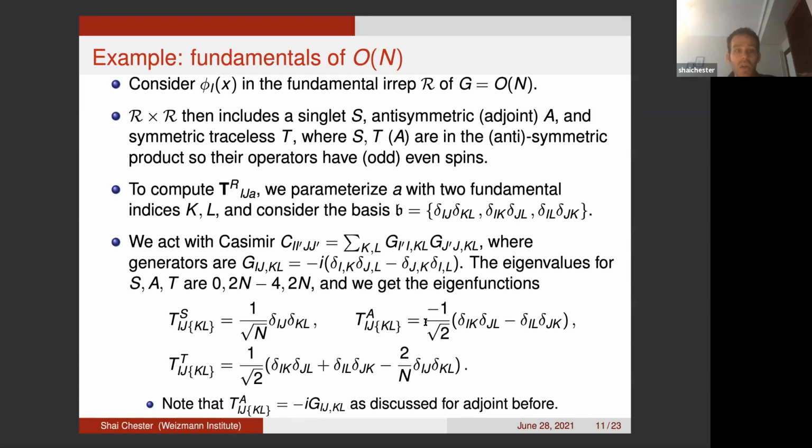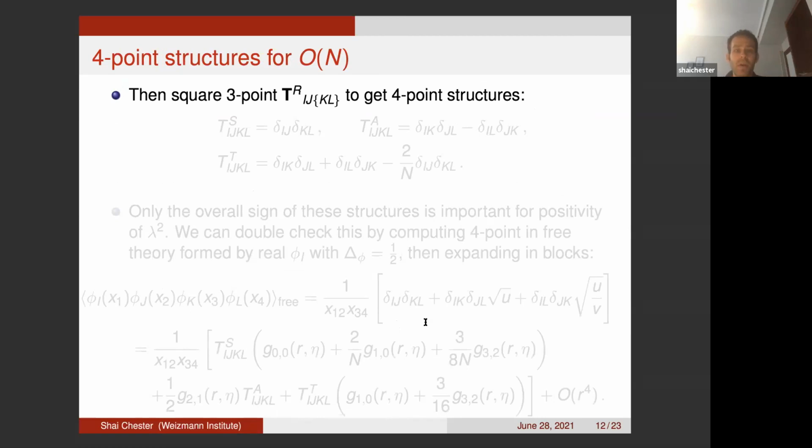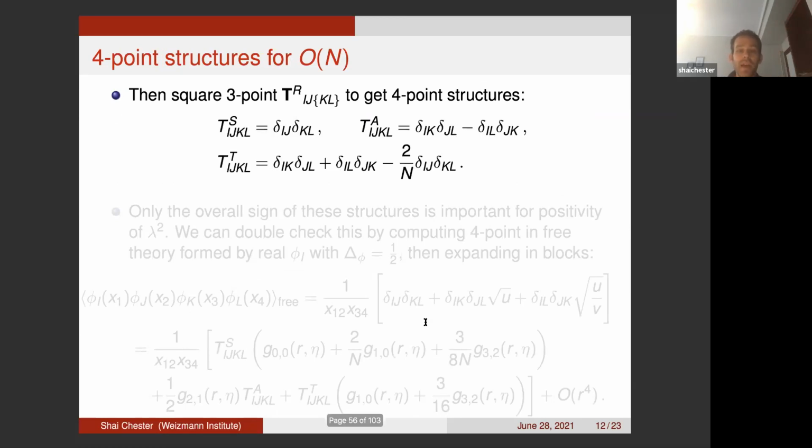Okay. So next, we take our 3-point tensor structures and we simply square them to get the 4-point tensor structures. And so when we do that, we get the following 4-point tensor structures. And so now you can see why we chose the specific coefficients from the previous slide: it gives us this particularly simple form. And this is also the form that's used in the literature. So I was trying to stay as simple as possible.